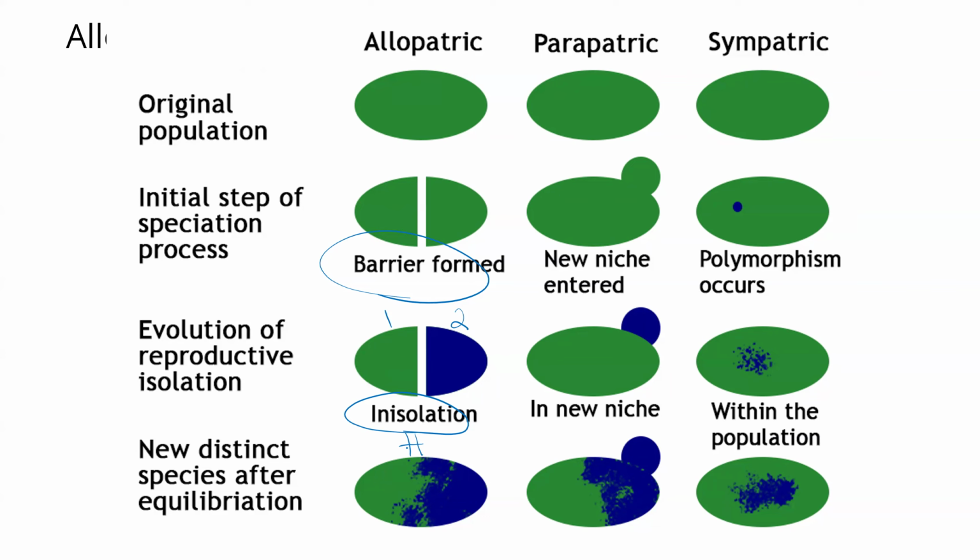Parapatric is when a new niche opens up. So what do we mean by that? Let's say we have ground frogs, and some of the frogs move into the trees. That's a new niche. And over time, because they're separated geographically, the tree frogs actually become their own species. And eventually, when you open back up, there can be some intermixing. Sympatric is basically a disruptive selection where you maybe have two extremes.